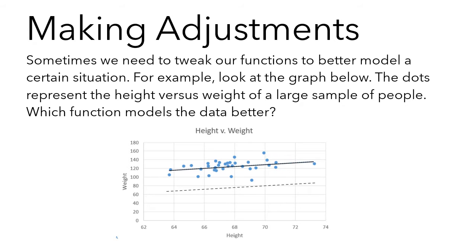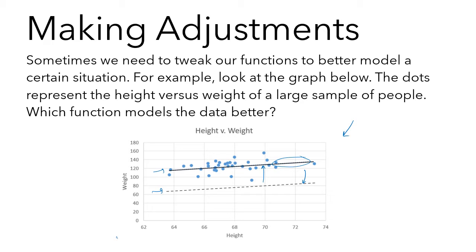For example, look at the graph below. The dots represent height versus weight of a large sample of people. Now, which function of these two lines models the data better? You can tell that these functions have the same slope and they practically are identical except for the fact that this one's higher than the other one. And you can see that, of course, the top function passes through the dots better, so it models the data better. But it's really almost the same as the bottom function, except for a small tweak. So that's what we're going to be talking about.